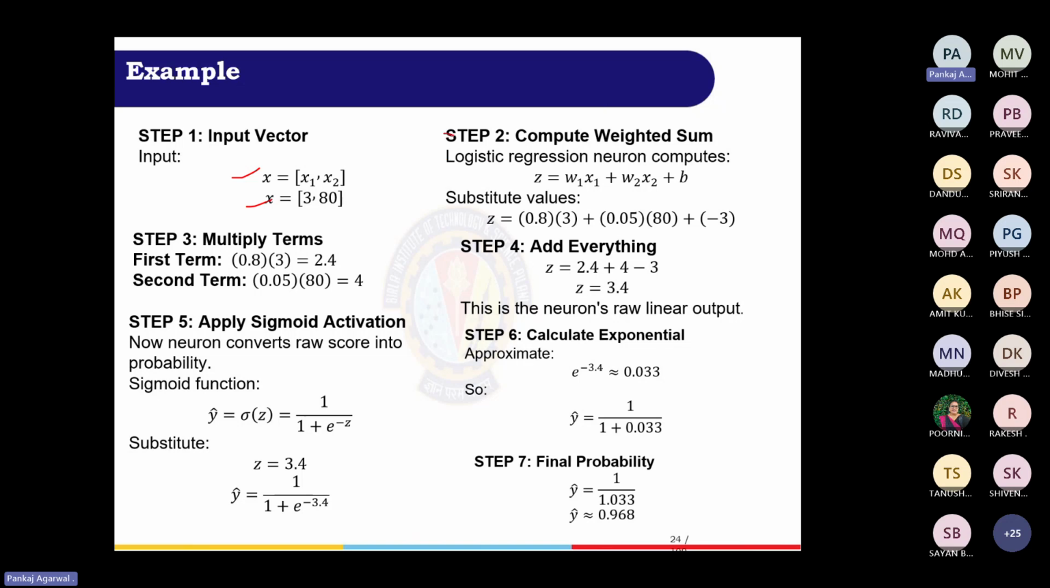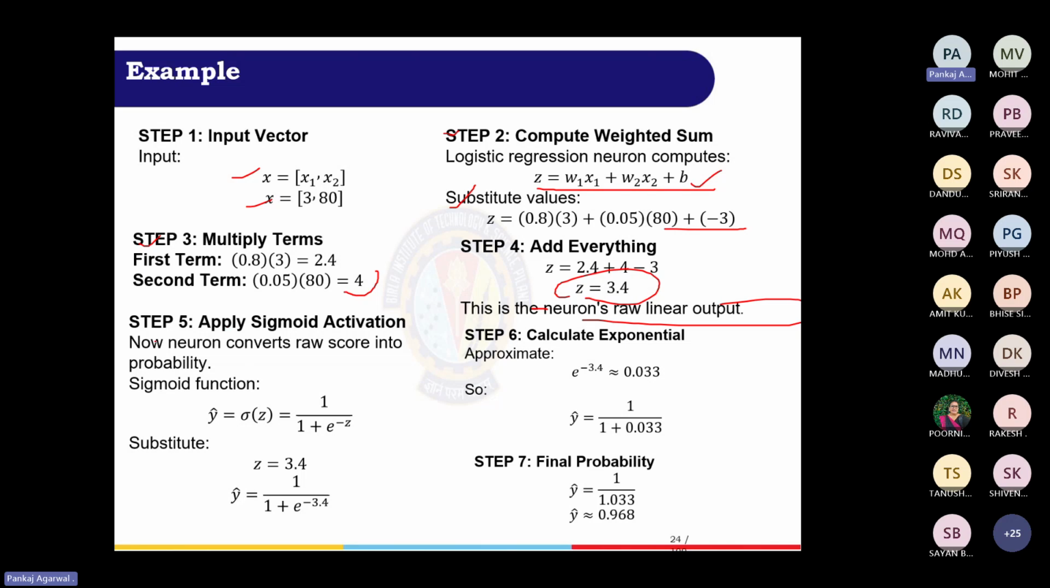Then, step two. These steps give you a very clear picture of how logistic regression works. Then you would do the weight computations. So this is Z. Everyone knows it if you are well aware of it, because the neuron takes the summed input, and this is how I have formulated the equation. Then we substitute all those values. Then step three, you multiply the terms, you get the first term, the second term, then you add up both terms. So this is the neuron's raw input.